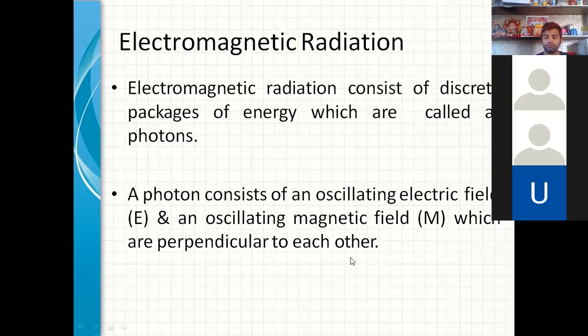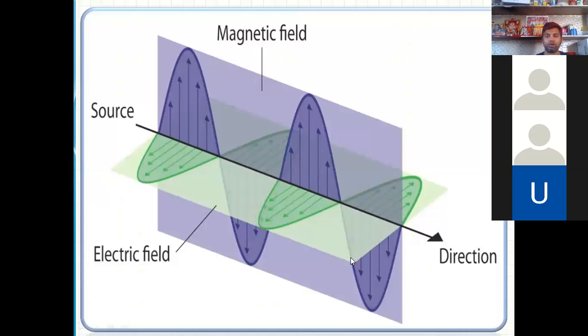Okay, you can see here the electric field, the magnetic field. This is the source, and this is the direction of propagation. So all three are perpendicular to each other: the direction, the magnetic field, and the electric field.